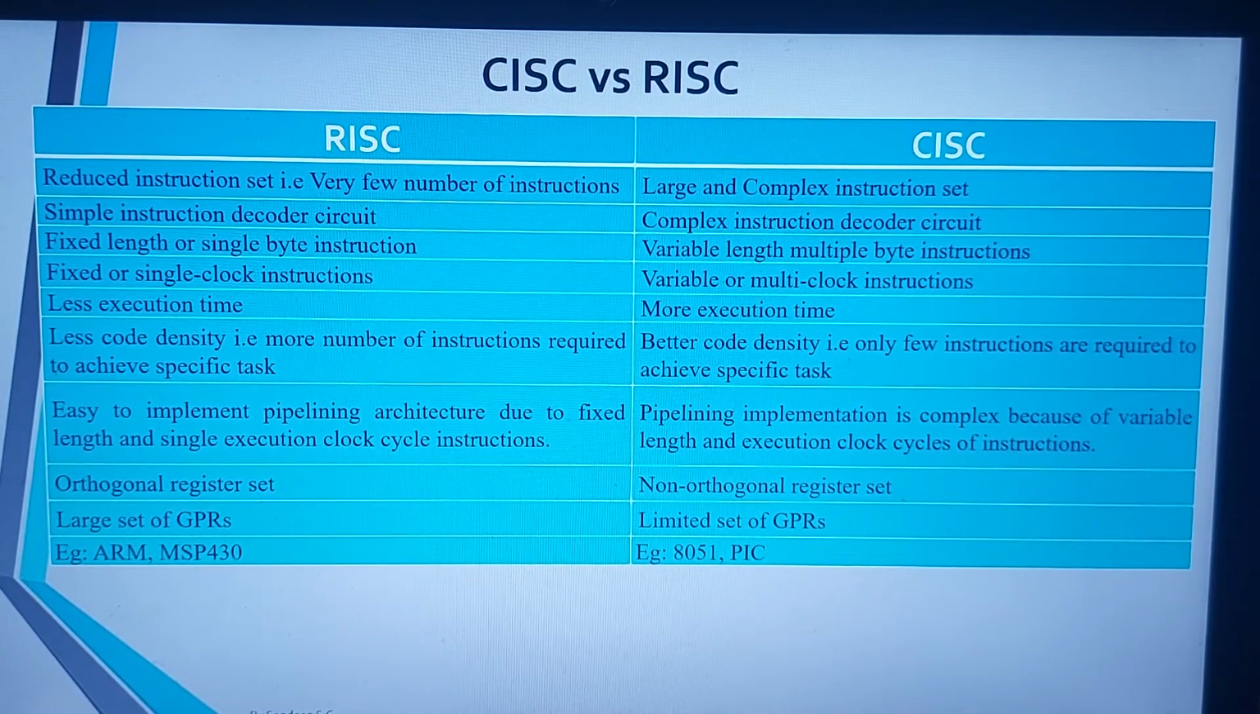Then in case of RISC, usually we have an orthogonal register set, and CISC gives a non-orthogonal register set. An orthogonal register set is one in which all registers can be operated with all instructions in all addressing modes available. Whereas in a non-orthogonal register set, there are restrictions on the registers which can be used for a particular operation or with a particular instruction, and only selected registers can be used in selected addressing modes.